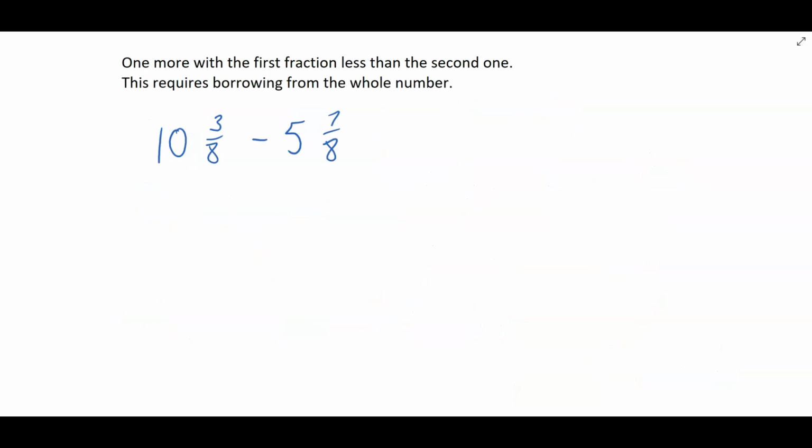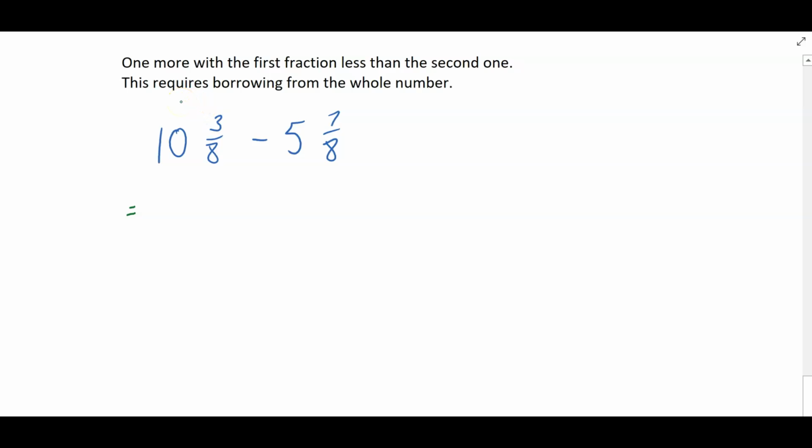For one more here, we want to first take a look at a situation where we would need to borrow, and that is because the first fraction is actually less than the second one. So 3/8 subtract 7/8 would put us into the negative. So let's actually look at how we can borrow to do this. My 3/8, the problem is that 3 is lower than 7.